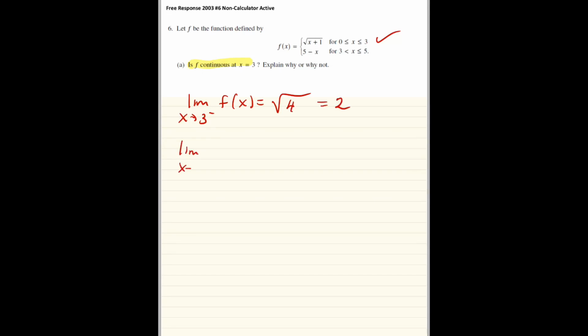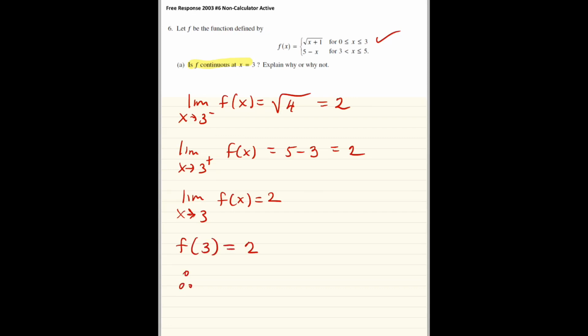We're going to take the limit as x approaches 3 from the right. And that's going to be 5 minus 3, which is 2. The limit as x approaches 3 is now equal to 2. And we know that f of 3 is also equal to 2. Therefore, the limit as x approaches 3 is equal to f of 3, and f of x is continuous.